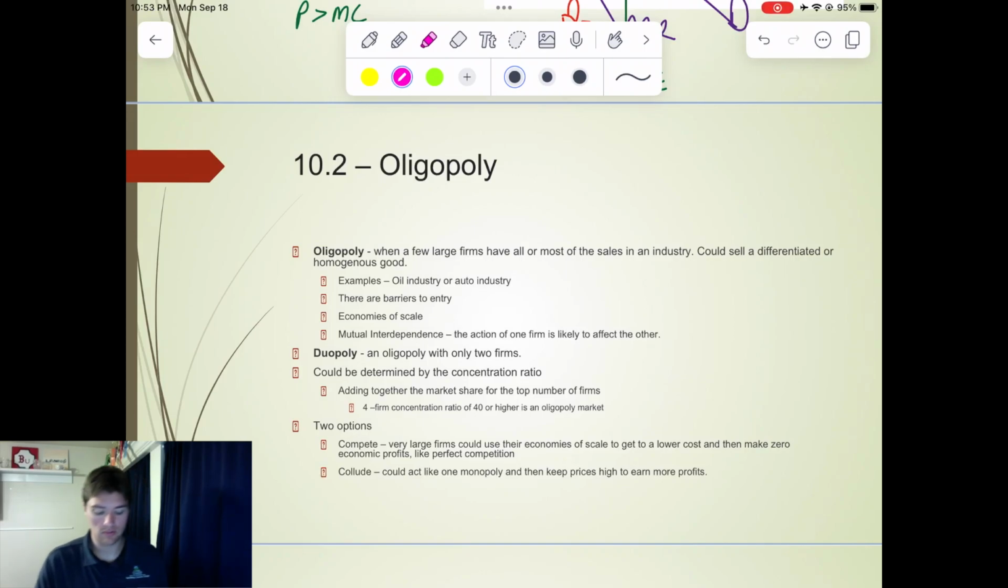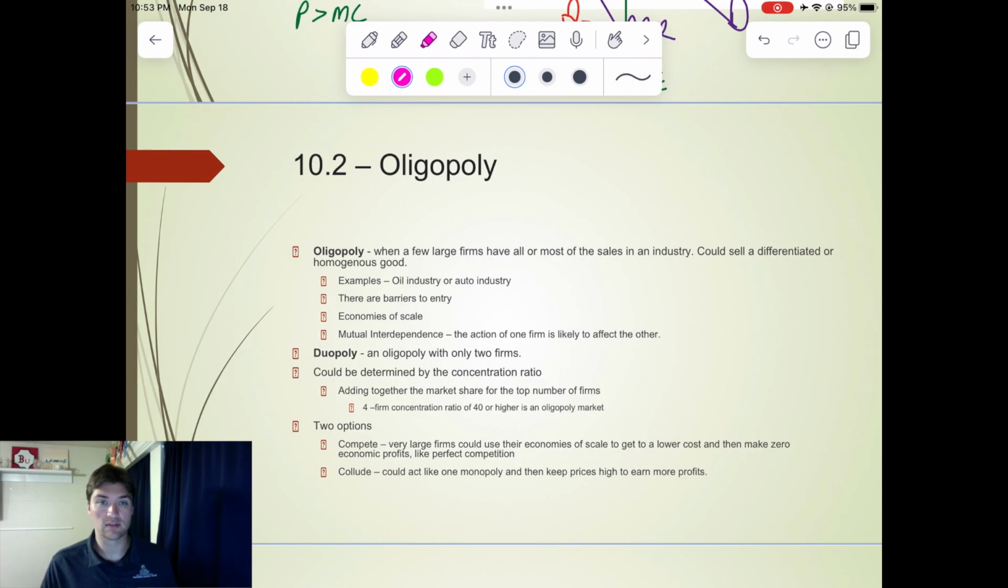So let's jump into the last part of chapter 10, which is oligopolies. An oligopoly is when we don't have monopolistic competition, but we also don't have a monopoly. Basically, we don't have a lot of small firms. Like in terms of the grocery store, we have a ton of options. Imagine we have a few very large firms.